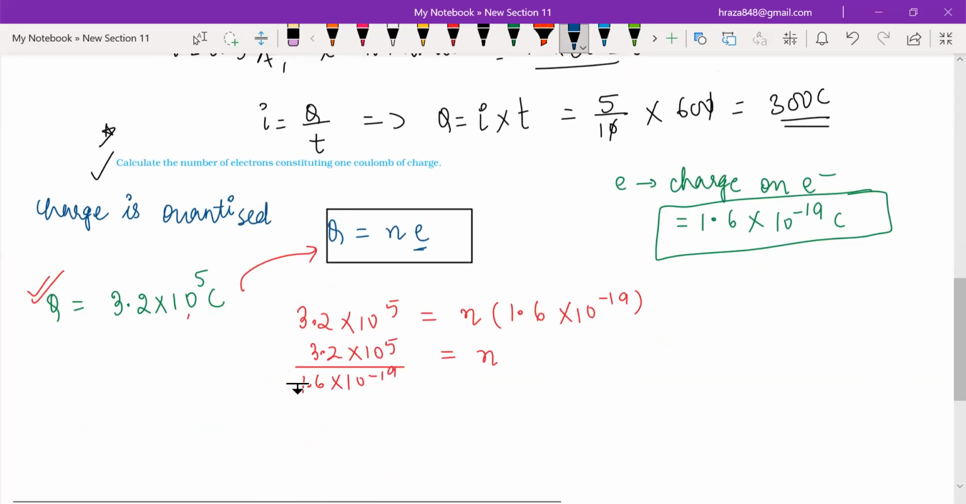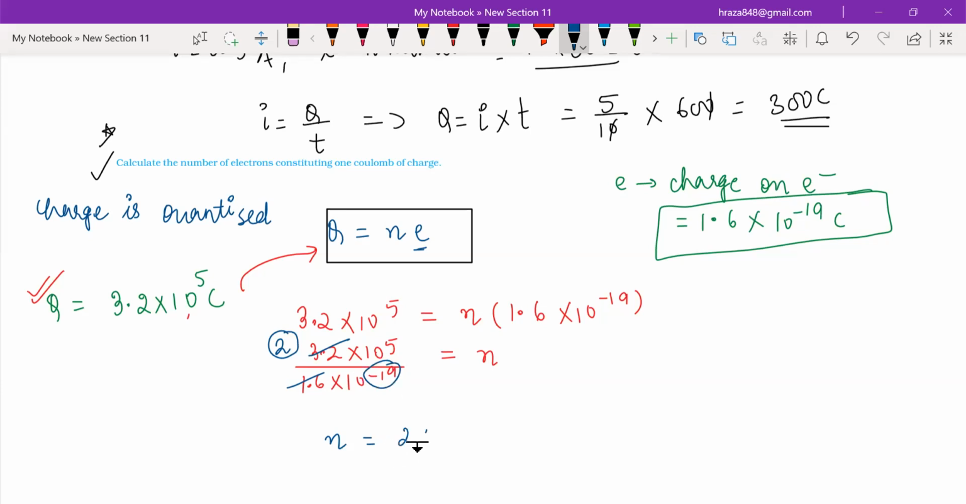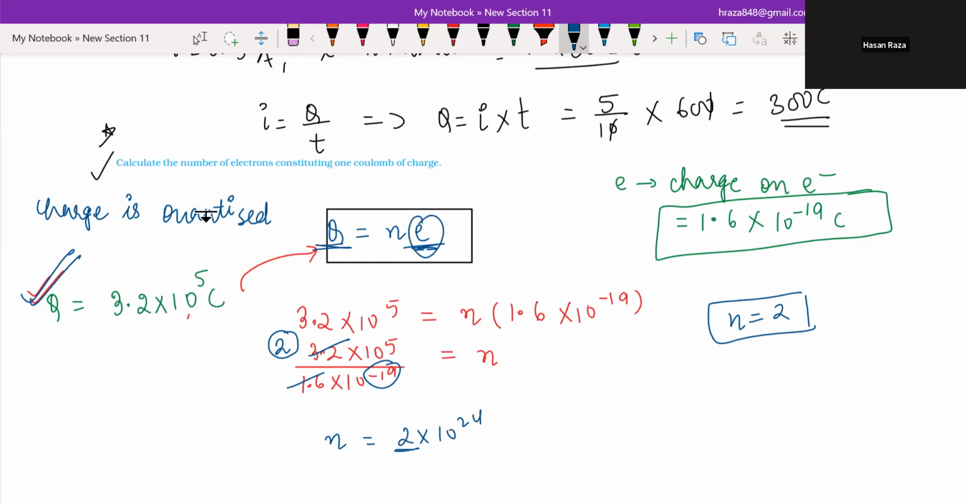an integer? This will be cancelled 2 times, yes or no? Yes, sir. So you can see you got the value of n not as a fraction but as an integer. If you solve it, you will get 2 into 10 raised to the power 24. So n is a positive integer, yes or no? Yes. That means this charge exists, and this is what we call an integral multiple of e. Basically, the value of charge should be an integral multiple of e.